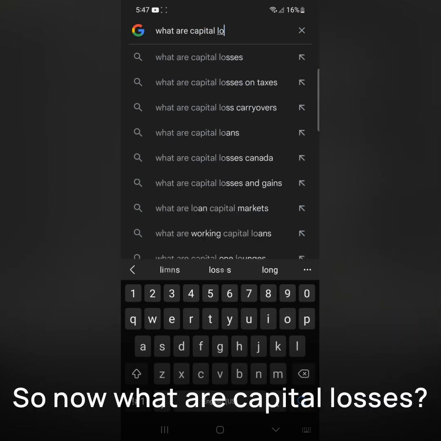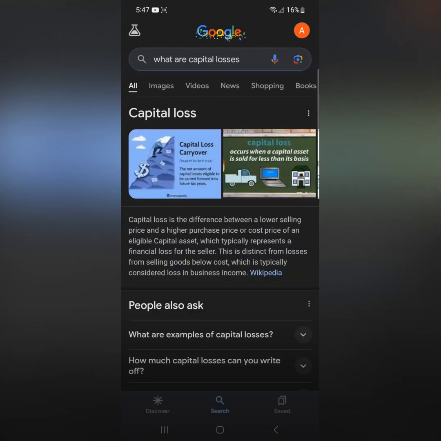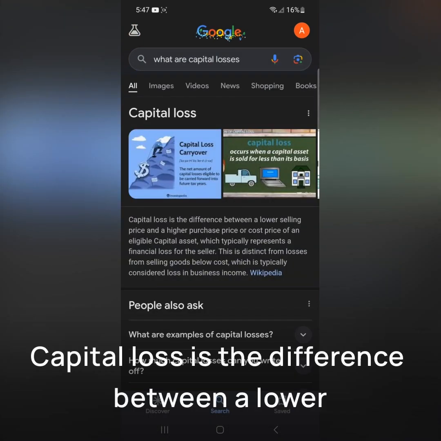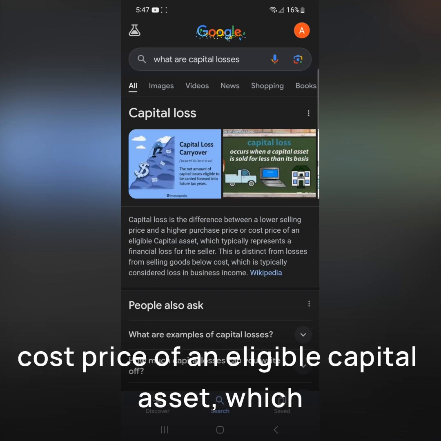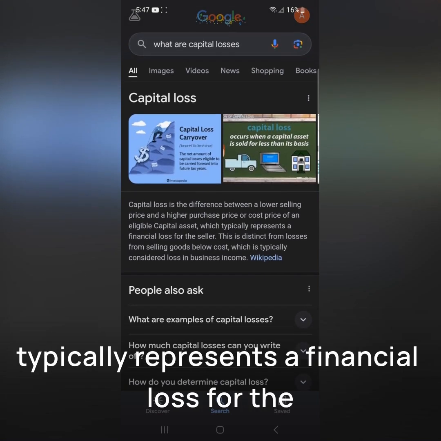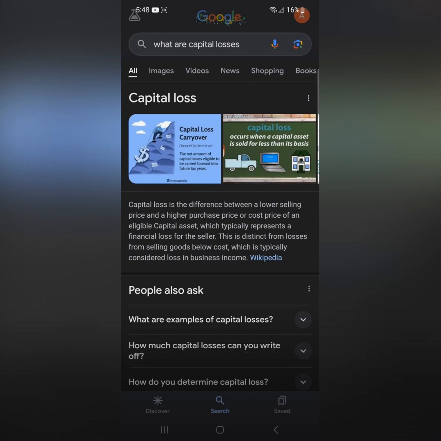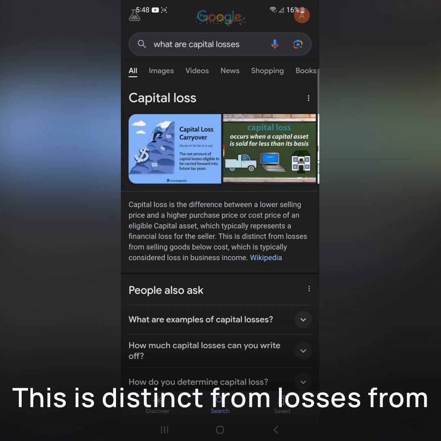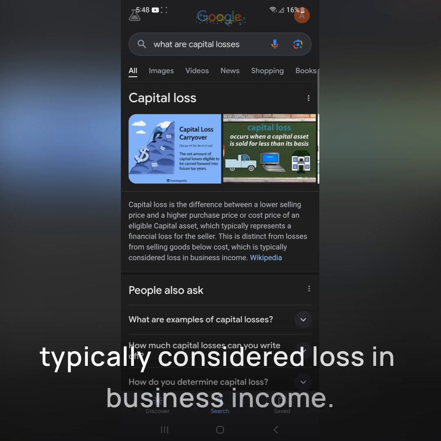So now what are capital losses? Capital loss is the difference between a lower selling price and a higher purchase price or cost price of an eligible capital asset, which typically represents a financial loss for the seller. Think short sale in a house. This is distinct from losses from selling goods below cost, which is typically considered loss in business income.